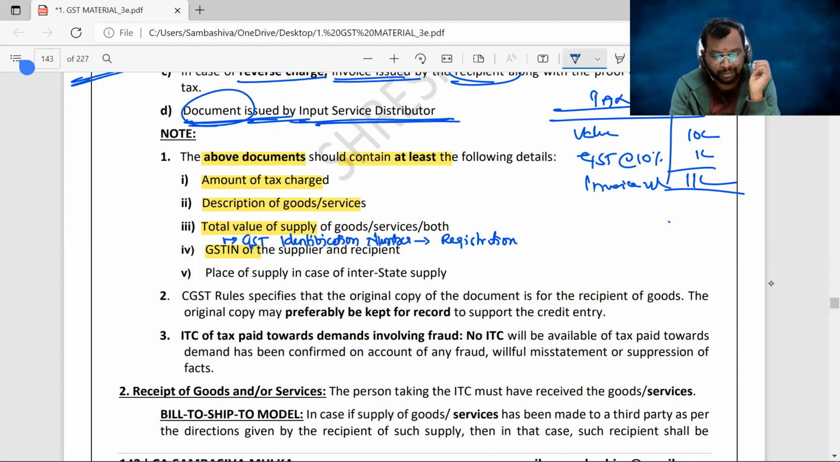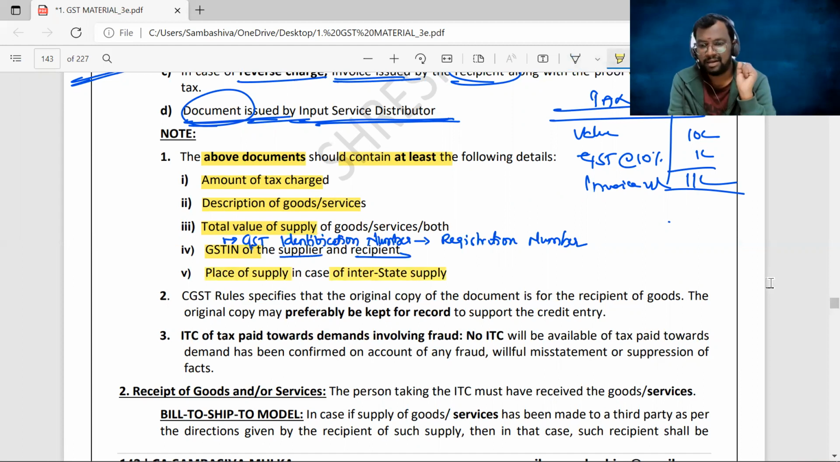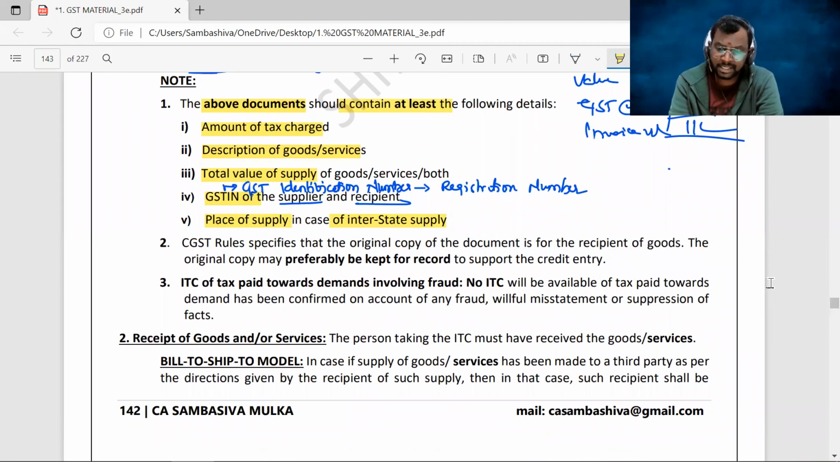The documentary evidence must contain the GST registration numbers of both the supplier and the recipient, and the place of supply in the case of interstate supply. If the transaction happens to be an interstate supply, the place of supply should be there, that is, the state to which the goods are destined. What is the destination state? These details must be in the documentary evidence. Clear?